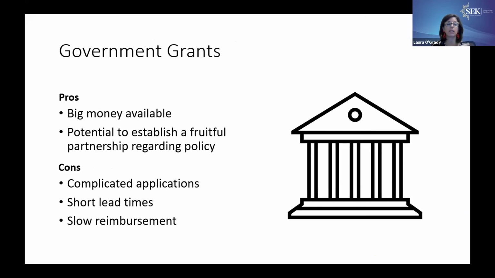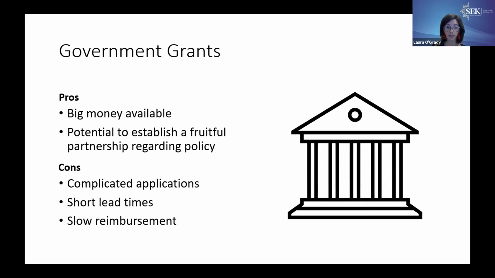Then there's government grants. And this kind of talks about what Amanda was presenting about earlier. Government grants, if you're thinking outside of COVID relief, typical government grants, there's big money available. So that's part of the pros. And it can be a potential way to establish a fruitful partnership regarding policy. So if you work in a homeless shelter and you get a big government grant because you've got a really innovative program, you could help influence larger legislation. And so that can be a really important avenue to pursue.